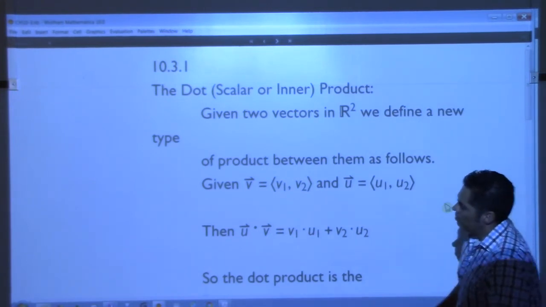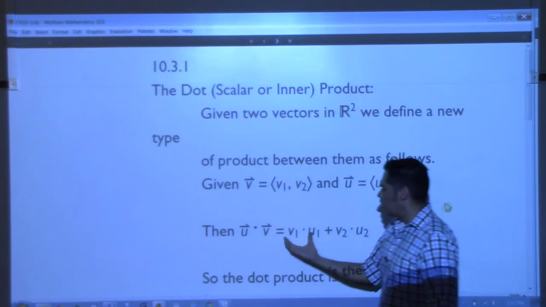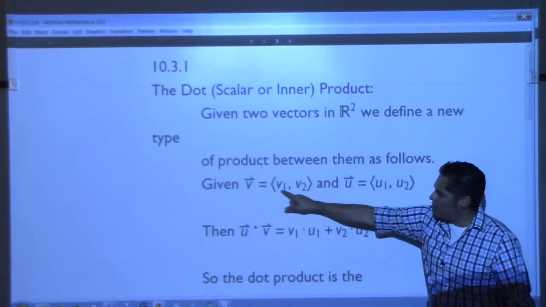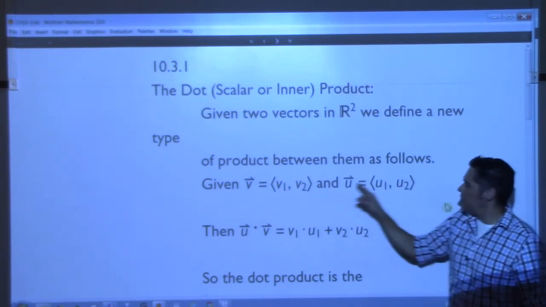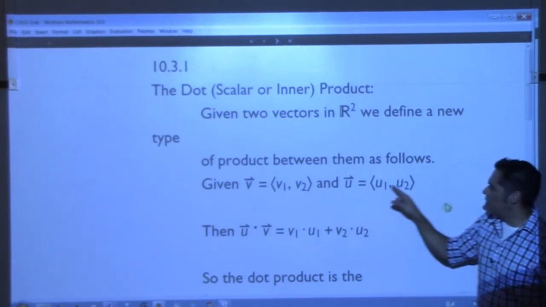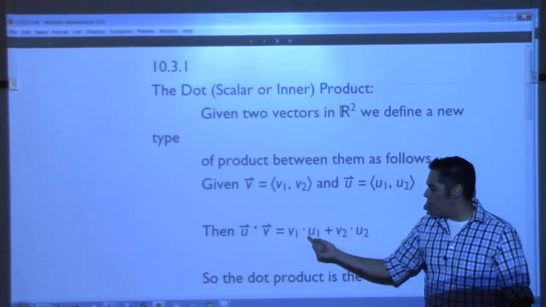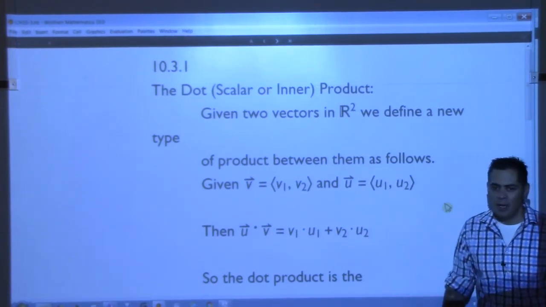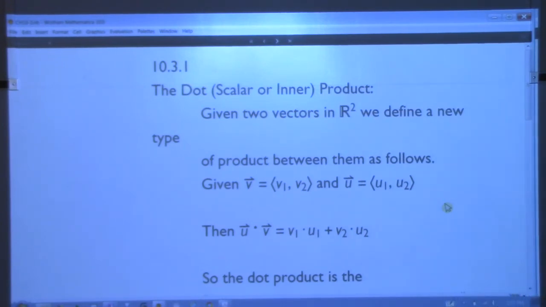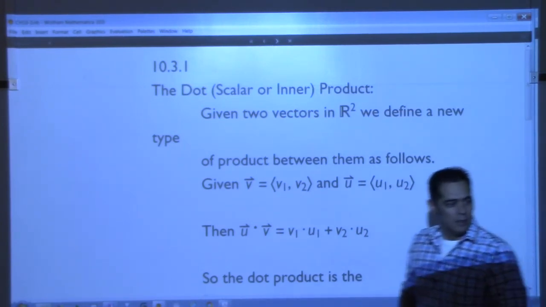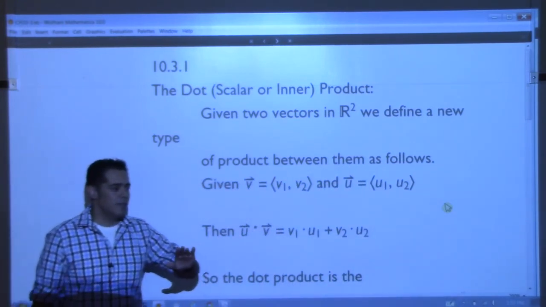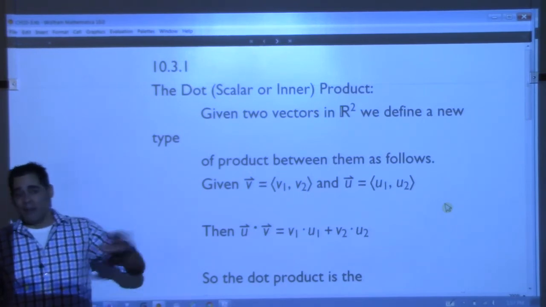All right, so you take a vector u, you dot it with v, and look at the computation. You take the first component here times the first component here plus the second component here times the second component here. So v1 u1 plus v2 u2. And that answer is going to give you what? A number. That should be very strange to you because this is probably the first time in math that this has ever happened.